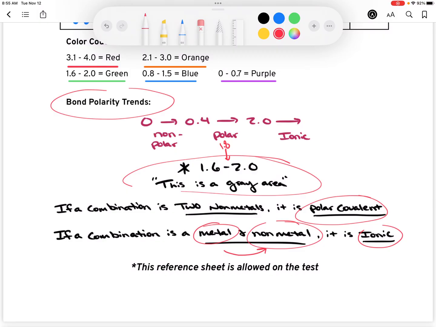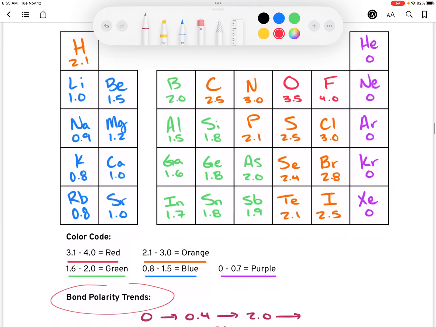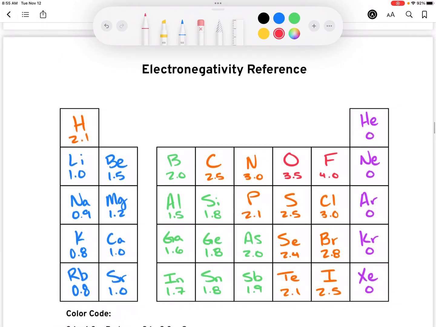There are several examples. I think it's between like magnesium and oxygen. Let me look here. I think magnesium and oxygen is an example of it. Let me look this up real quick. Hold on, which one was my example that I used before? That won't work.